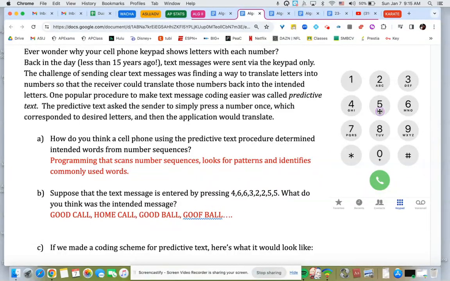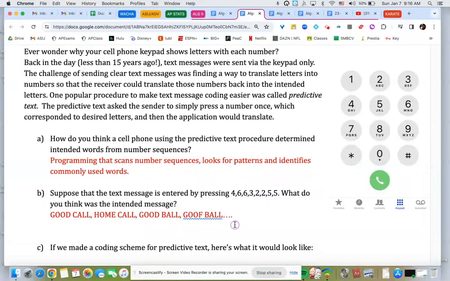So 2s can either be an A, B, or C. Maybe we use a B for ball, or maybe we use a C for call, right? And then we use an A for the second 2, and for the 5s, I could use a J, K, or an L. So you can see there are many combinations of letters that you could make, but we're looking for things that spell actual words, right? So here are some good examples of that.